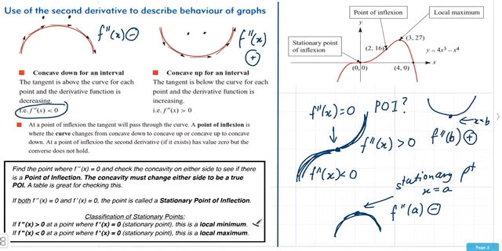So that's the 2 points here that are on your notes, which you'll want to highlight, and you want to highlight that point as well, making sure that you check the second derivative is 0 for a point of inflection and check that the signs change.